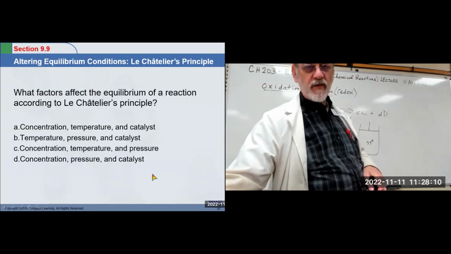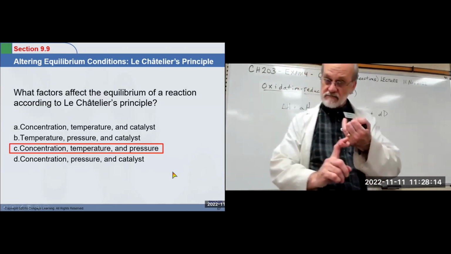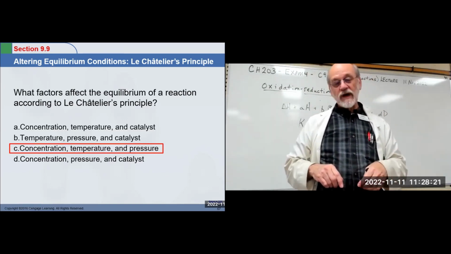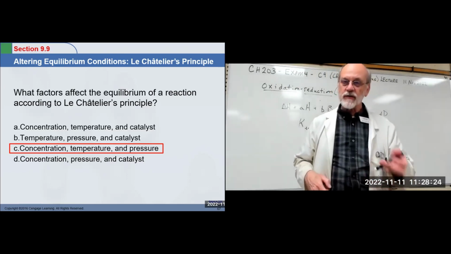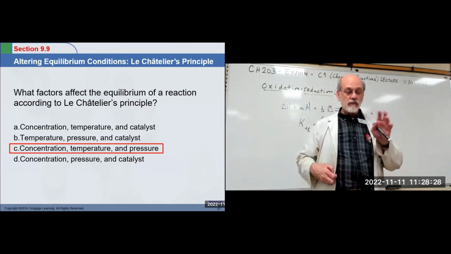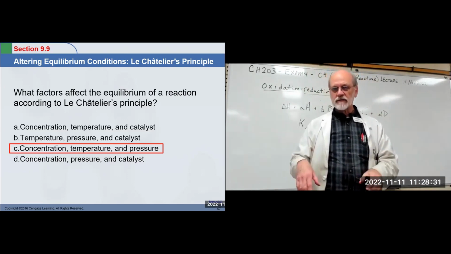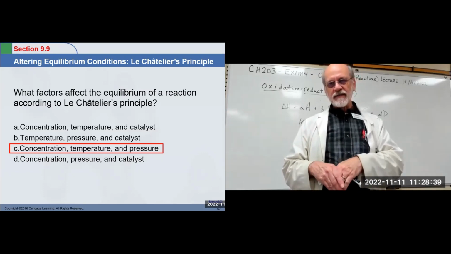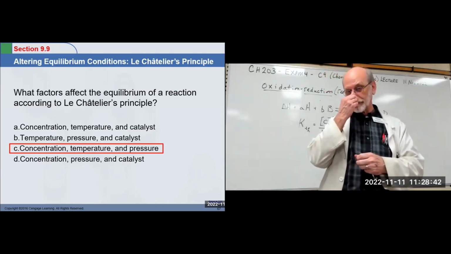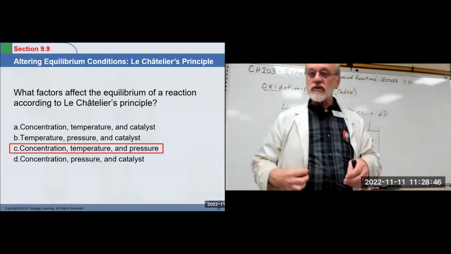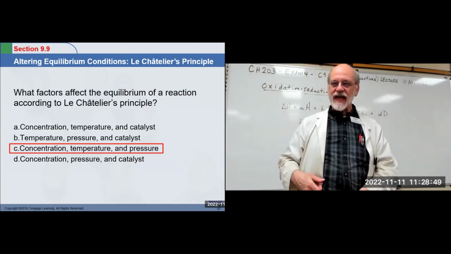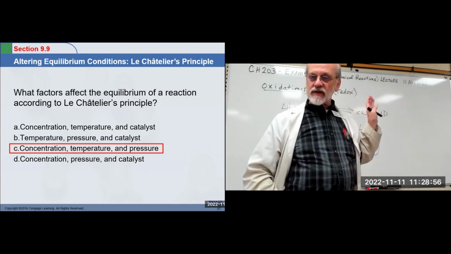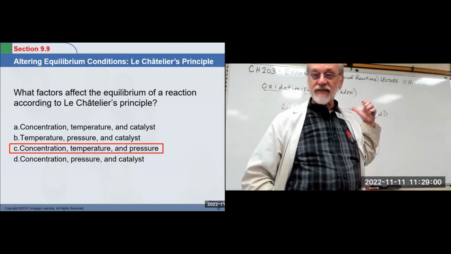Okay, what factors affect the equilibrium of a reaction according to Le Chatelier? Well, concentration, temperature, and pressure. Temperature is also dependent upon whether the reaction is endothermic or exothermic. Some rare reactions are neither. They're like isothermic. In other words, they don't give off energy, they don't consume energy. In that case, temperature change would have no effect on the equilibrium. Pressure depends on the gases. If you have gas on one side and no gas on the other side, then increasing the pressure will cause the reaction to shift toward the side that doesn't have any gas.